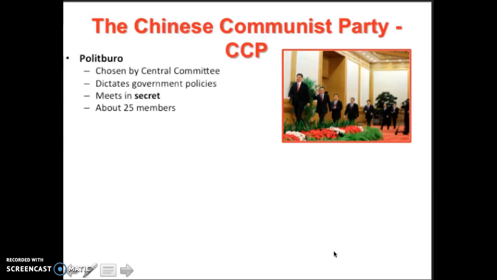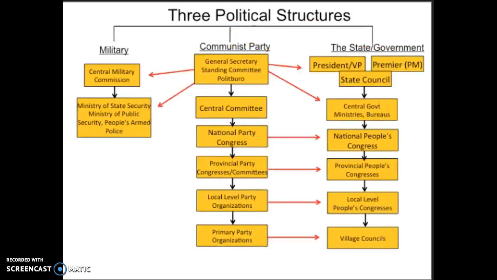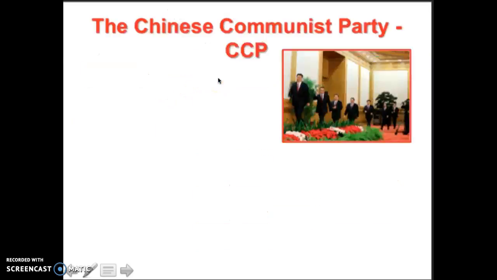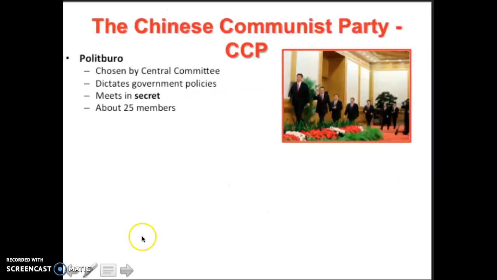The Politburo. Again, these are people who are chosen by the Central Committee. So there you go. The Central Committee moves on to choose these party leaders. They're the people that are going to get to dictate government policies in China.